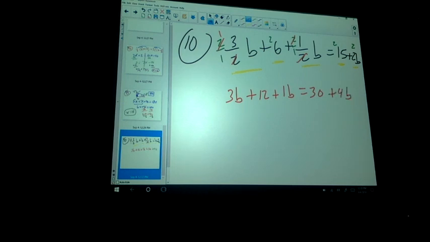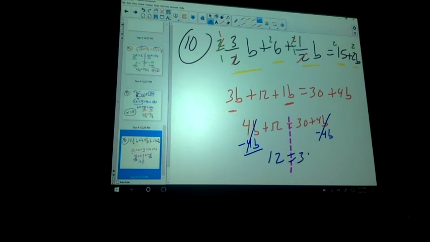It appears I have some like terms, so I can combine these together. That's going to give me 4b on this side plus 12. And then I get 30 plus 4b. And from here, I'm going to subtract 4b from both sides. So I find that 12 is equal to 30. Yes or no? 12 is equal to 30? No solution.